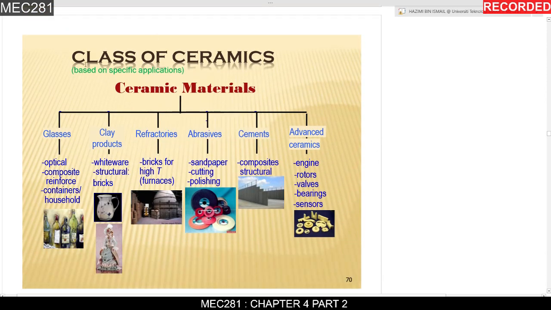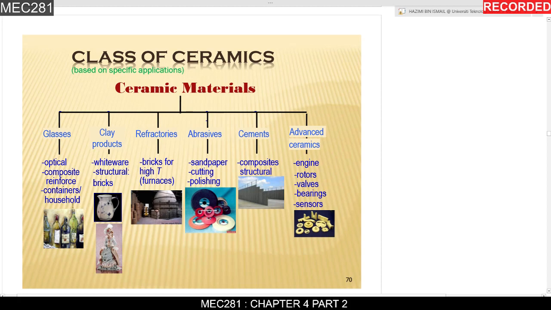Okay, glass of ceramics. Ceramic materials based on specific applications, this is the classification of ceramics. Okay, jenis-jenis dia, ada yang kita panggil glasses, yes, glass, ada panggil clay product, tanah liat, refractories, yang buat bata kan. Okay, abrasive, sandpaper, cutting, polishing, and so on, cement, okay, and then advanced ceramic. So this is very advanced, manufactured in the factories to get specific products for specific applications.